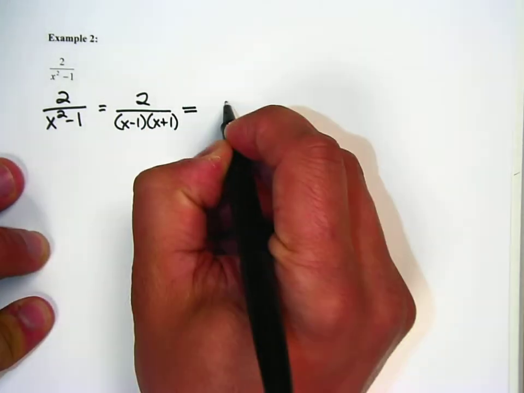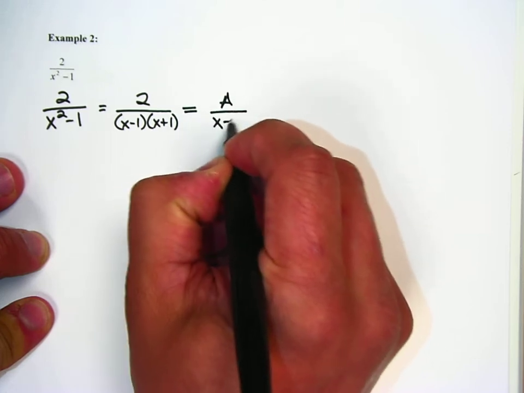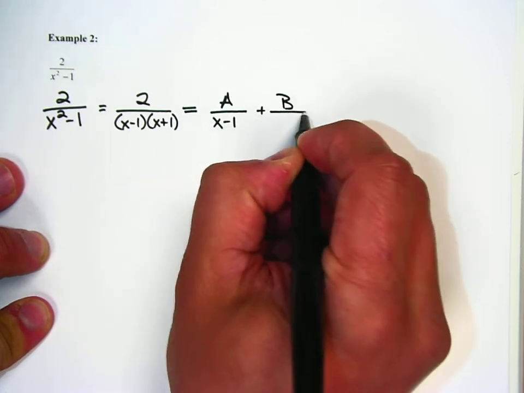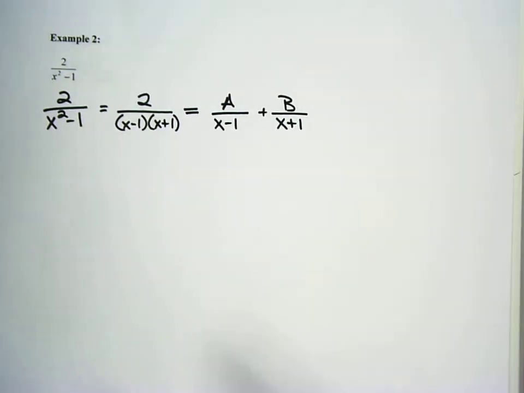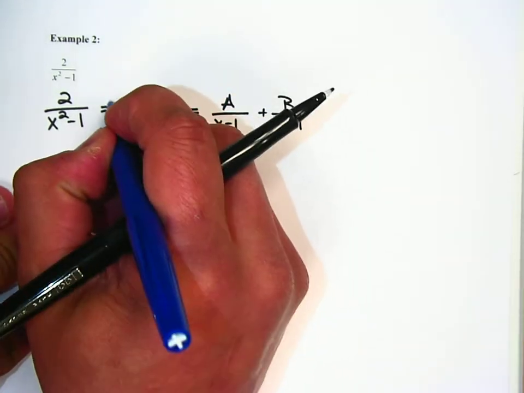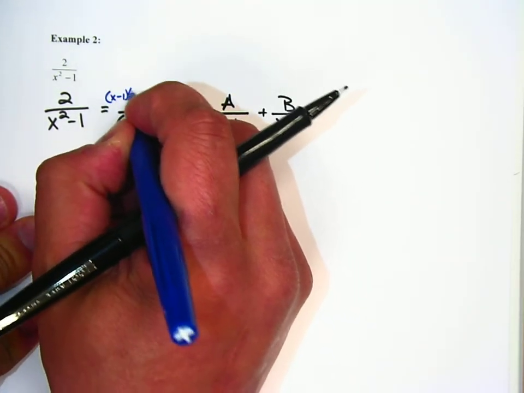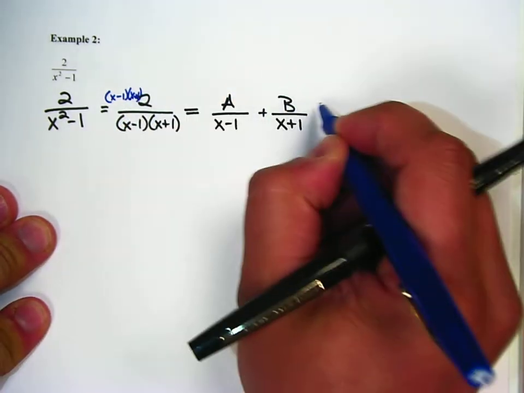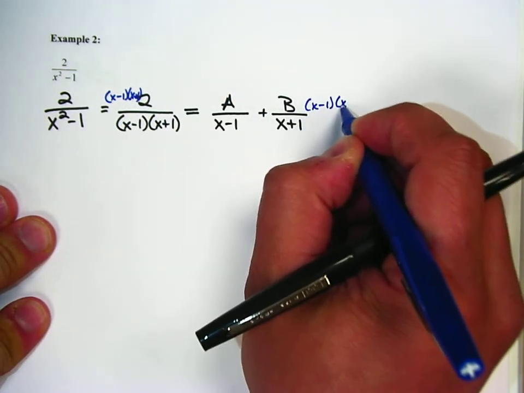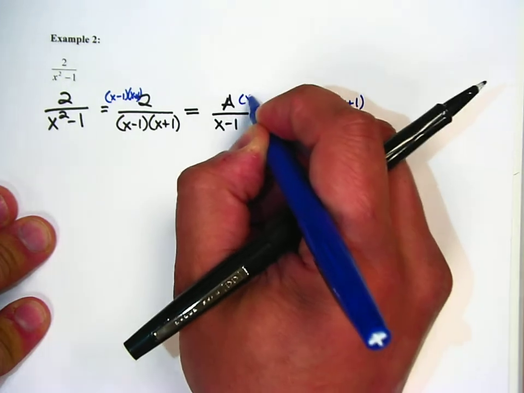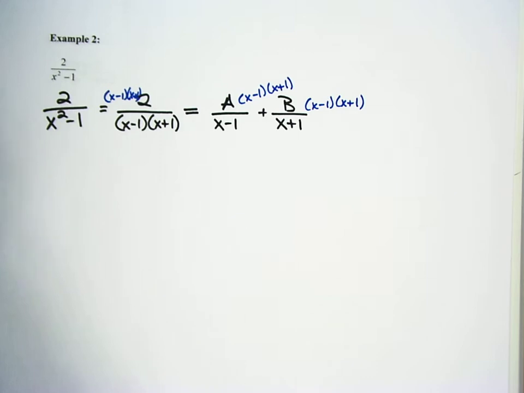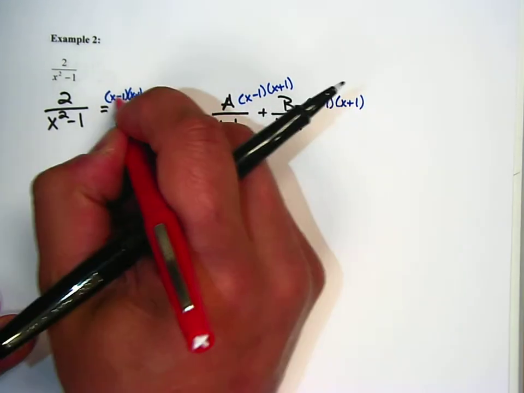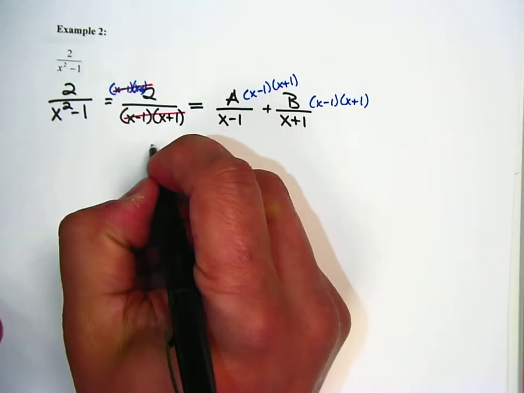And when I break that up, I'm going to just say A over x minus 1 plus B over x plus 1. After we set up the fraction decomposition, we're going to go ahead and multiply both sides by the common denominator. That means (x minus 1)(x plus 1) on the left, and (x minus 1)(x plus 1) on the right, and (x minus 1)(x plus 1) there. When we cancel things out, the entire denominator on the left cancels, and I'm left with 2.